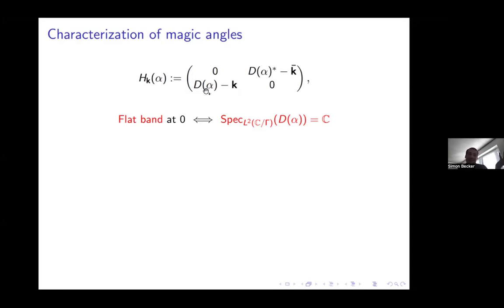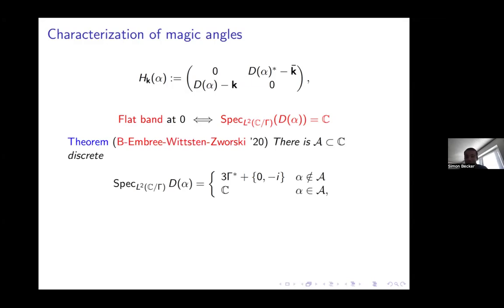And if all K are eigenvalues of d alpha, that means that the spectrum of d alpha is the entire complex plane. This holds because d alpha is a Fredholm operator of index zero. So if K is an eigenvalue of d alpha, then K bar is an eigenvalue of d alpha star, so it cannot be that one happens but not the other. So we've reformulated this question of what it means to have this flat band at energy zero, meaning that there is no effective kinetic energy, meaning that we have this magic angle, this particular alpha where this effect happens. It's equivalent to saying that the spectrum of d alpha is the entire complex plane.